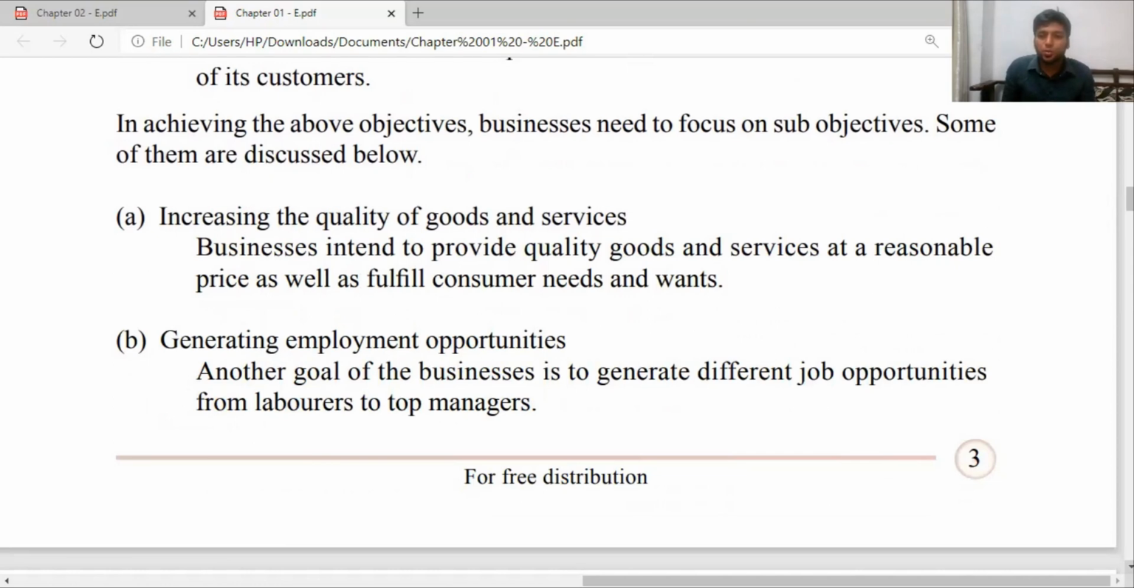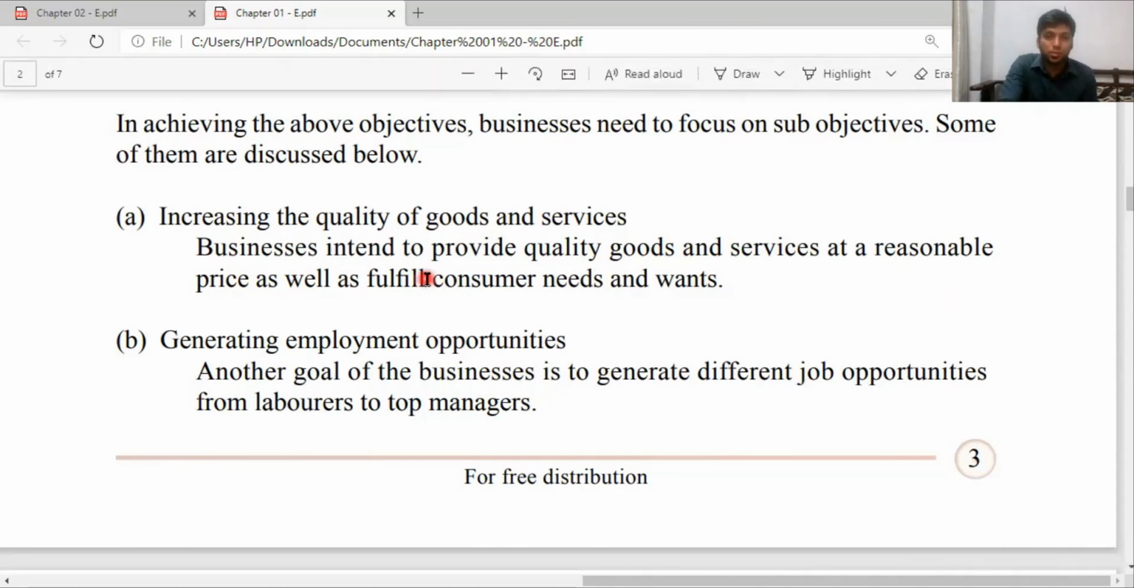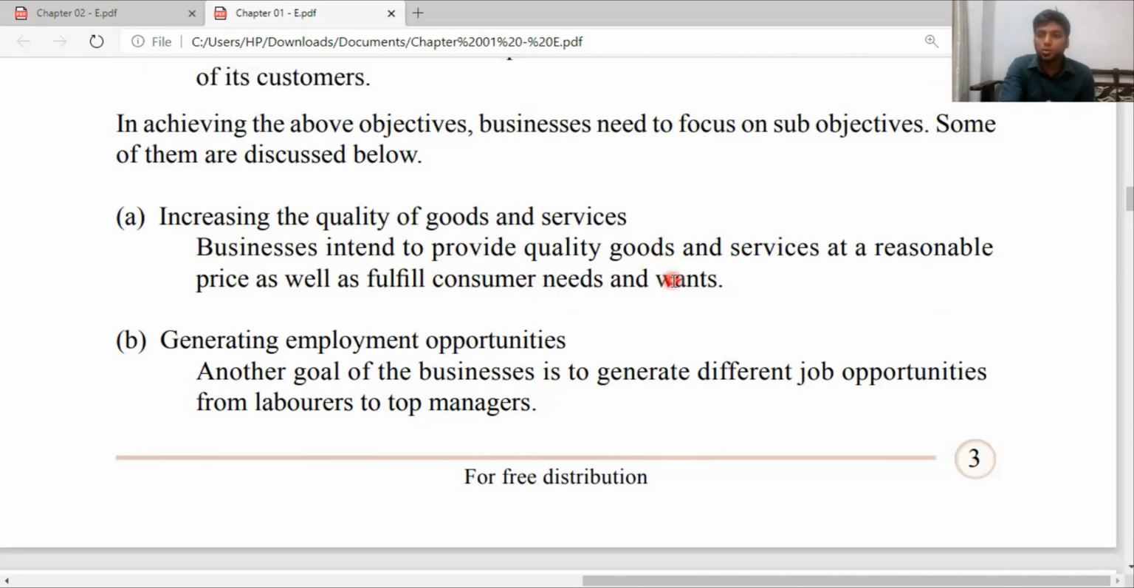Some people, when they consume the product, will feel satisfied and tell a friend, hey, this product is so awesome, you just use it and see. So they'll give good feedback. Feedback is very important to a business from the consumer. Let me move on to the point we want to discuss. Businesses intend to provide quality goods and services at a reasonable price as well as fulfill consumer needs and wants. So they want to give products at a reasonable price, but in good quality. Good quality will always give good business.